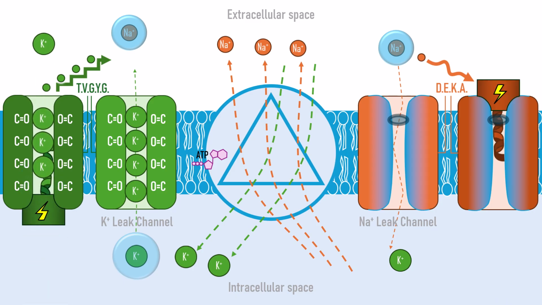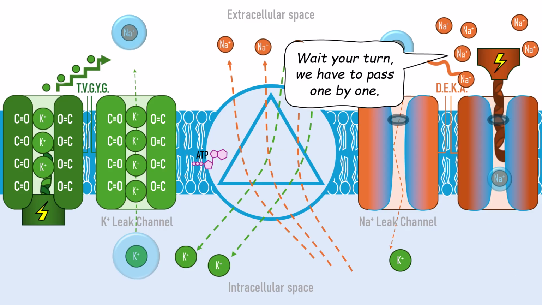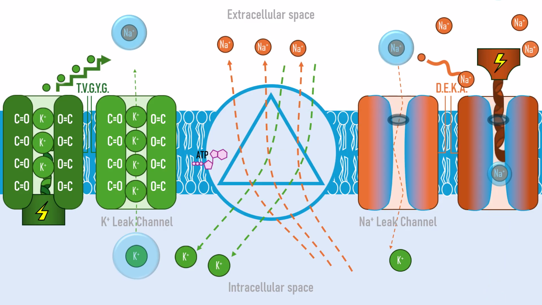Another similarity is that even when voltage-gated channels fully open during depolarization, ions still pass one by one, never in bulk flow, reaching the speeds we already mentioned. So the selectivity filters, what ions get through, are the same, but the real difference is in the gating, when the channel opens and closes, manifested in the presence of the voltage sensors.